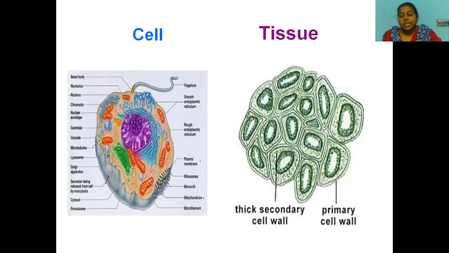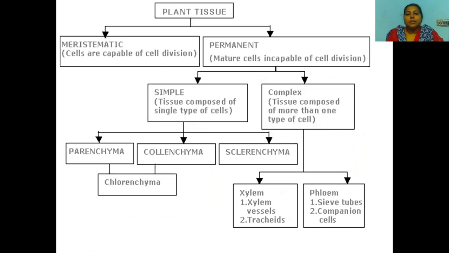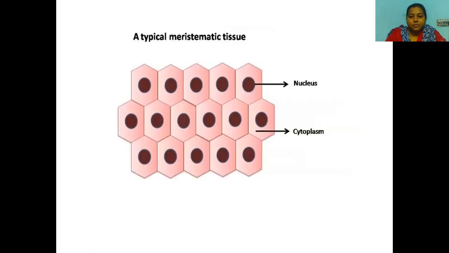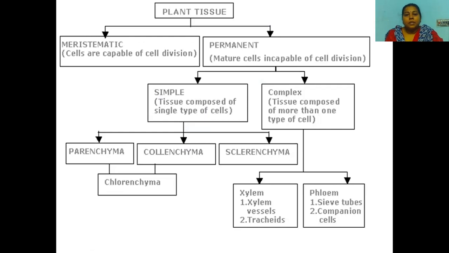Next, let us see plant tissue. See children, in plants, tissues are divided into two types, meristematic and permanent. Cells are capable of cell division in the case of meristematic. In the case of permanent, mature cells are incapable of cell division.